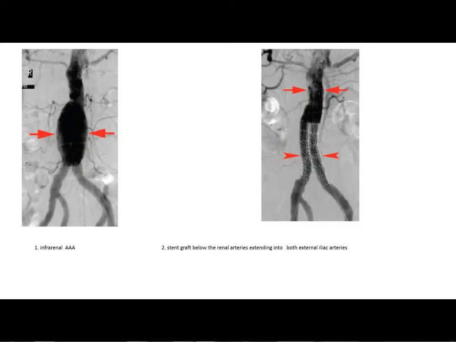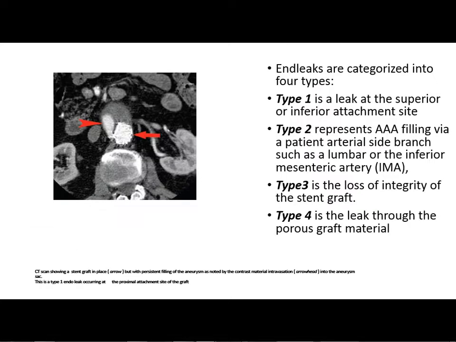Okay? So endoleaks are of different types. I'm sure you've read it, type 1, type 2, type 3. Types of endoleak: Type 1 is a leak at the superior or inferior attachment site. Type 2 represents abdominal aortic filling via a patent arterial side branch such as a lumbar or inferior mesenteric artery. Type 3 is the loss of integrity of a stent graft. Type 4 is leak through the porous graft material.